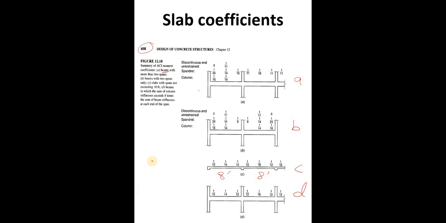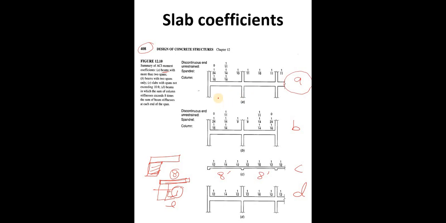8 times. It means that your beam has a little bit less cross sectional area as compared to your columns. For example, this is your beam and this is your column. It means that your EI over L, the moment of inertia of the columns, is 8 times greater than the moment of inertia of the beams. Now see what our case is. Our case is case A.